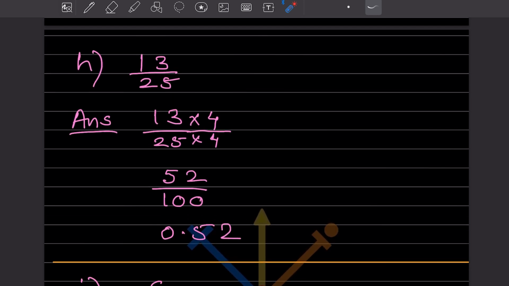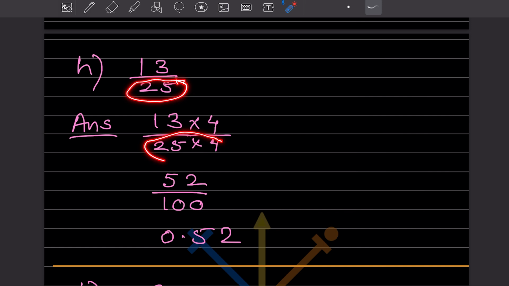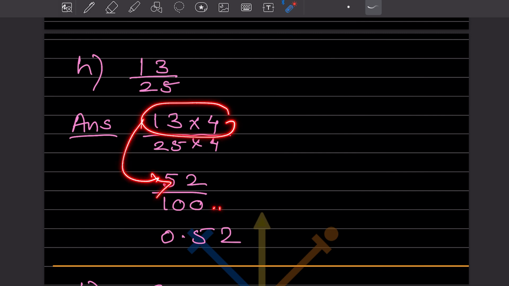Again here, this is 25, 25 multiplied by 4. So this also should be multiplied by 4. So that will be 52 by, 13 4s are 52, 52 by 100, and that should be 0.52.